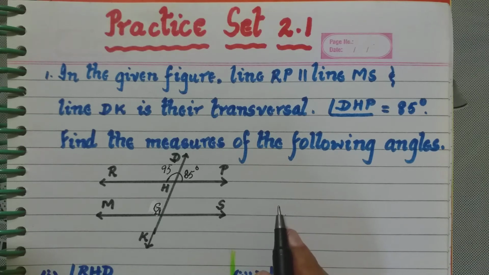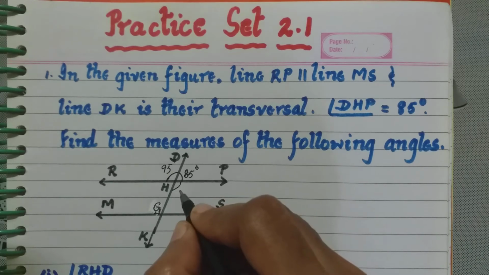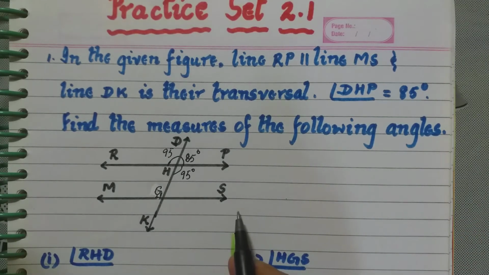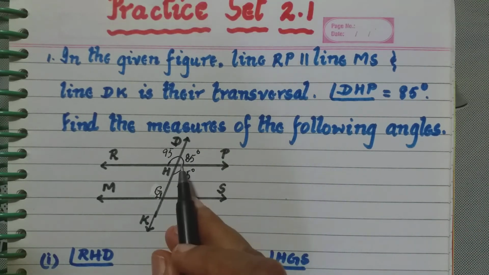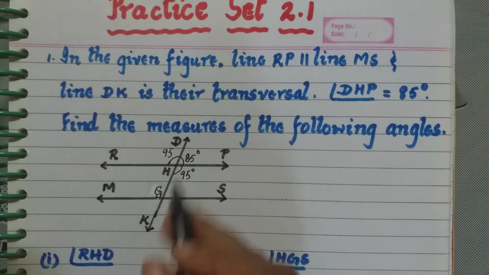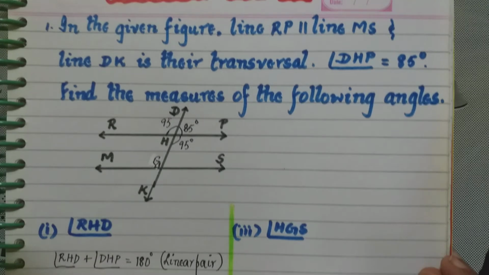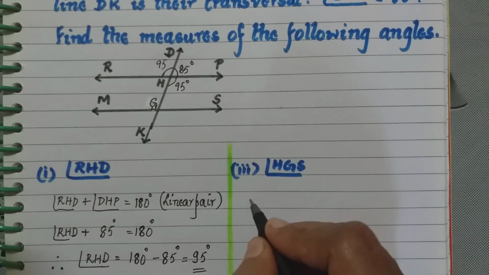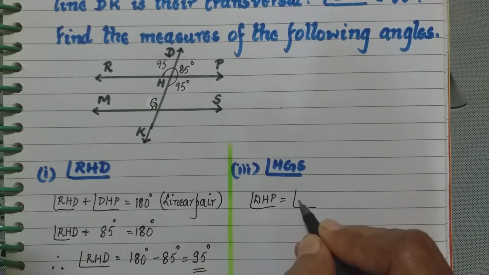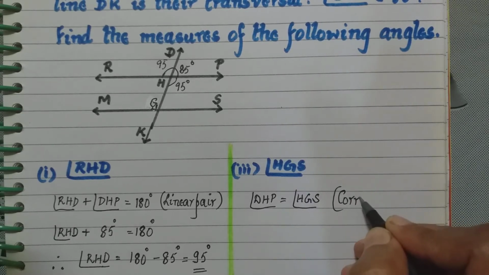Look at the figure here. Angle HGS. Okay, just now we found angle PHG to be 95 degrees. Now we have to find angle HGS. We know that angle DHP and angle HGS both are on the right side of the transversal and above the pair of parallel lines. So they form a pair of corresponding angles. Therefore, angle DHP is equal to angle HGS because they form corresponding angles.